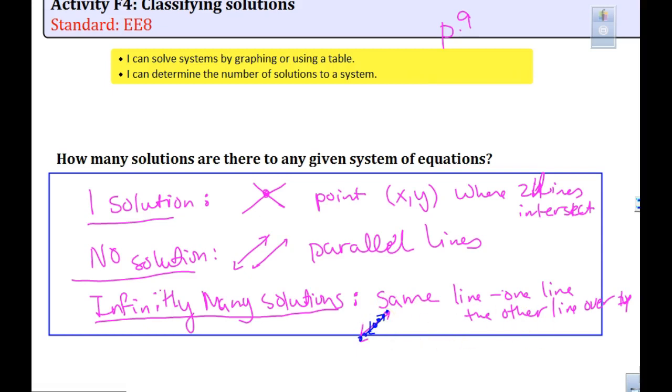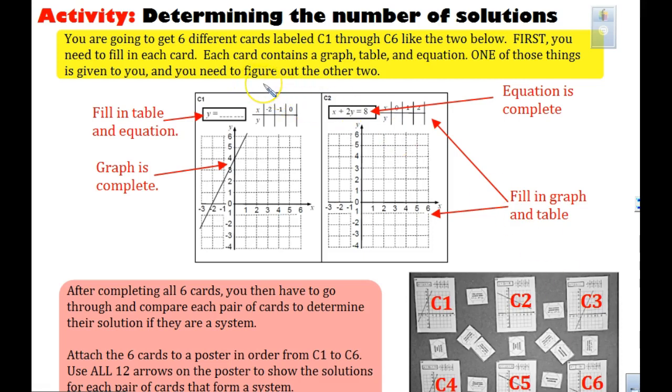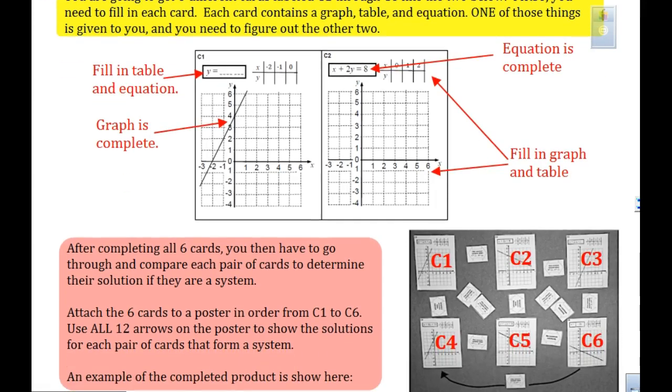So what you're going to be looking at today in class is I'm going to be giving you a sheet like this, and it's going to have these 6 different cards. So the 6 cards are labeled C1 to C6. What your final project is going to look like is something like this on this page in your notes. So on the bottom of page 9, you're going to put the graph C1, C2, C3, C4, C5. You'll put those on in that order, okay?